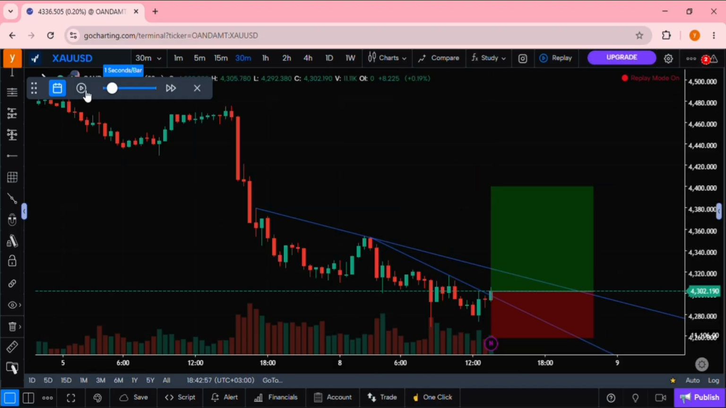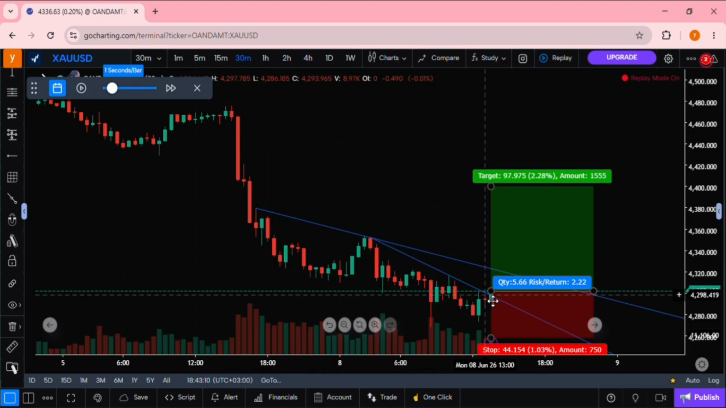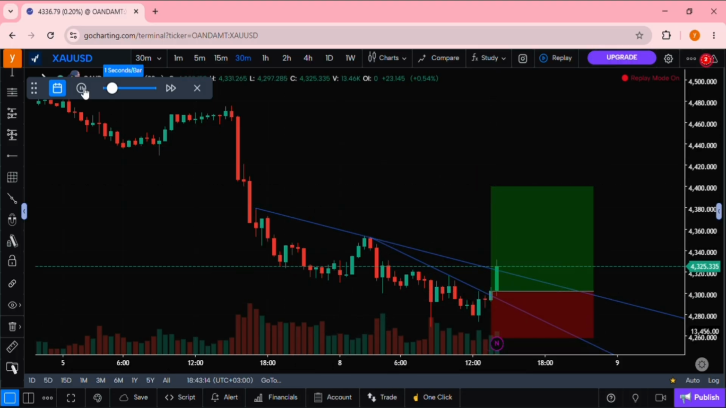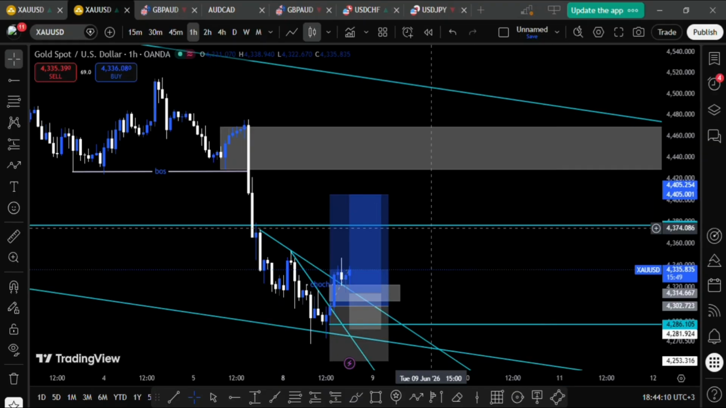I used trend lines, market structure, liquidity sweep. So for this I used trend lines. I waited for a break on this line, candle closed above, and then that huge spike up here, and we're looking pretty good. So this is the entry on TradingView.